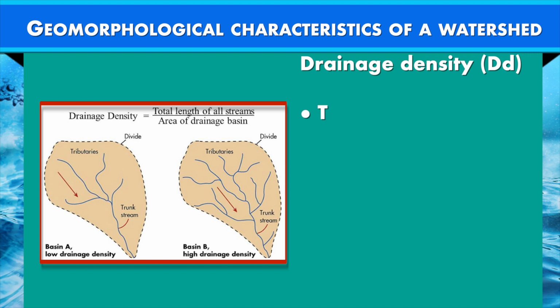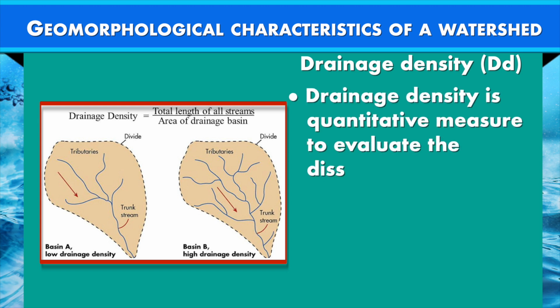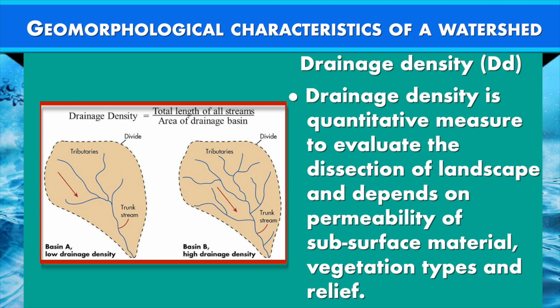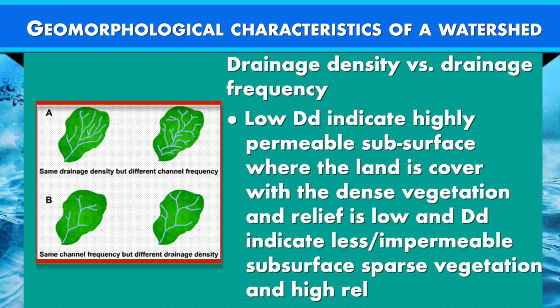The drainage density is estimated by dividing the total stream length of all orders by the basin area. Drainage density is a quantitative measurement to evaluate the dissection of landscape and depends on the permeability of subsurface material, vegetation type, and relief. Low drainage density indicates a highly permeable subsurface where the land is covered with dense vegetation and relief is low, whereas a higher drainage density indicates less permeable or impermeable surface, sparse vegetation, and high relief.